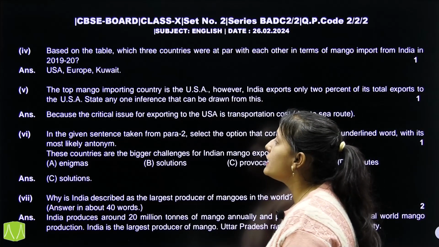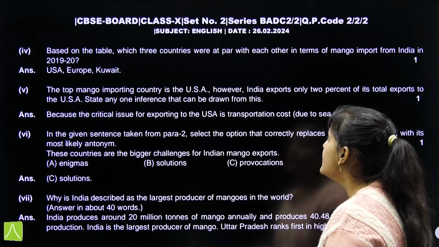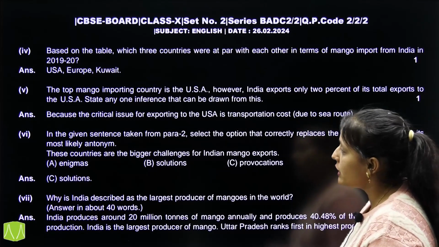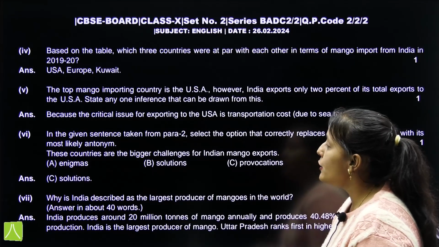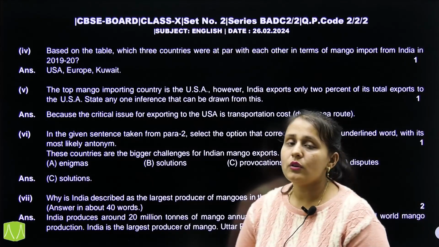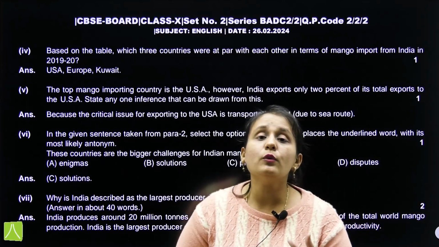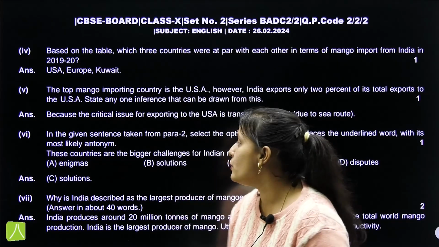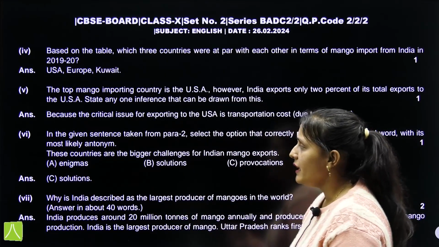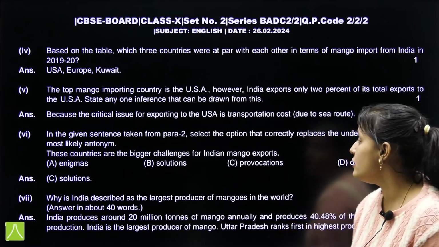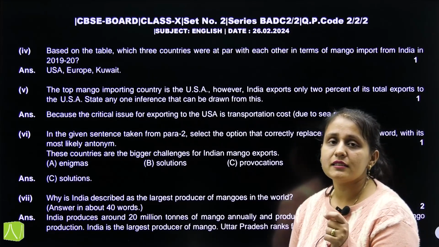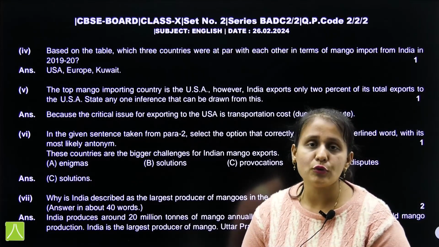So, the sixth question is, in the given sentence taken from para 2, select the option that correctly replaces the underlined word with its likely antonym. These countries are the bigger challenges for Indian mango exports. So, you were asked for the antonym of the word challenges. Let's read first the options. Option A, enigmas. Option B, solution. Option C, provocations, and option D, disputes. So, the correct answer is the antonym of challenges is solution.